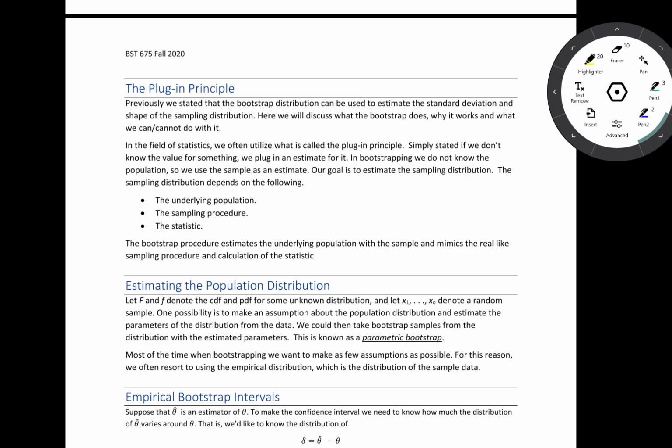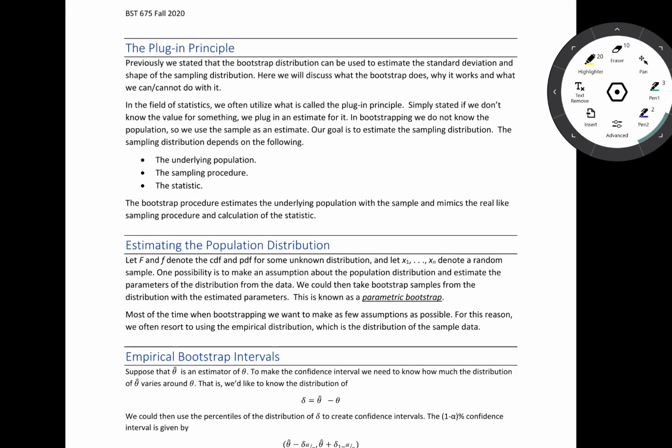Our goal is to estimate the sampling distribution, but in bootstrapping we don't know the population, so we're going to use the sample as an estimate. In other words, the sample is the pseudo population. The sampling distribution depends on the following: the underlying population, the sampling procedure, and the statistic. So the Bootstrap procedure estimates the underlying population with the sample, so the estimation actually occurs at this stage, and then it mimics the real-life sampling procedure and the calculation of the statistics. So that's why this works.